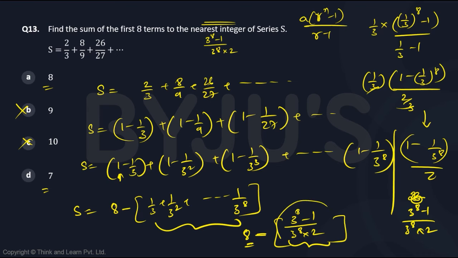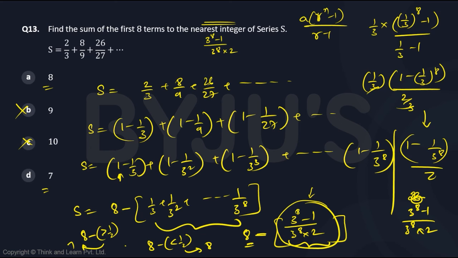So ultimately you need to know whether this is closer to 0.5, whether it is greater than 0.5 or less than 0.5. Because if it is 8 minus something which is more than half, then this will be closer to 7. If you're subtracting something which is less than half, then this will be closer to 8. That is the idea here.